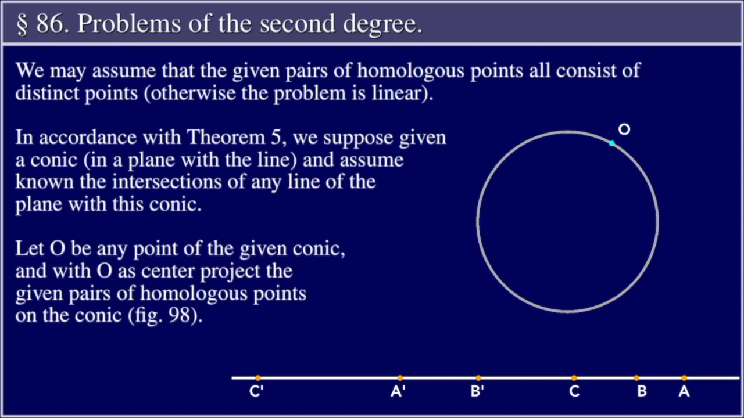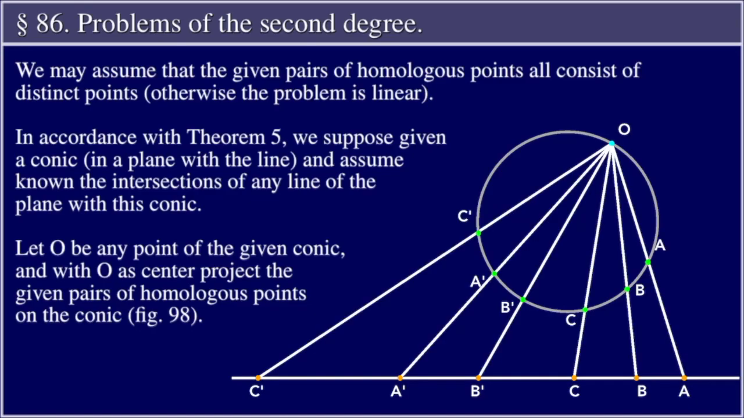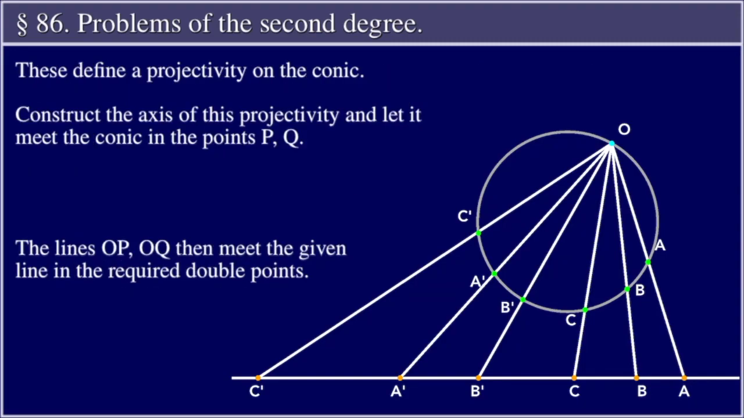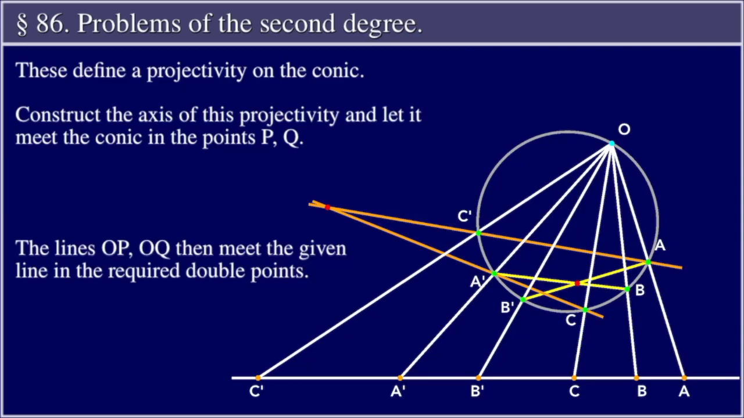Let O be any point of the given conic, and with O as center, project the given pairs of homologous points on the conic. Figure 98. These define a projectivity on the conic. Construct the axis of this projectivity and let it meet the conic in the points P, Q. The lines OP, OQ then meet the given line in the required double points.